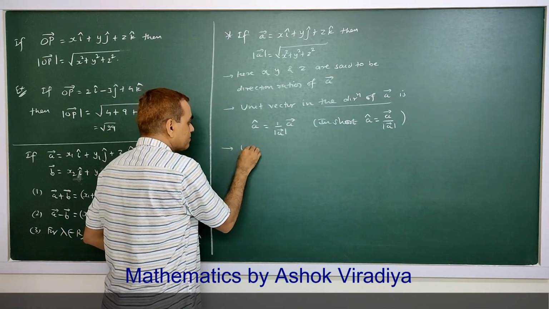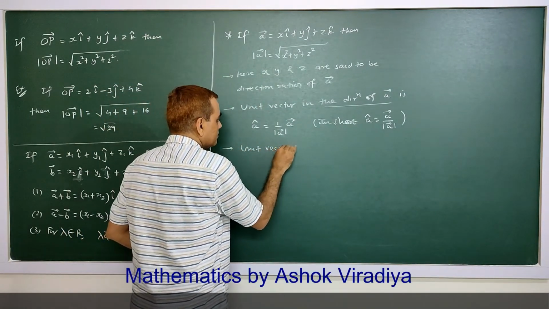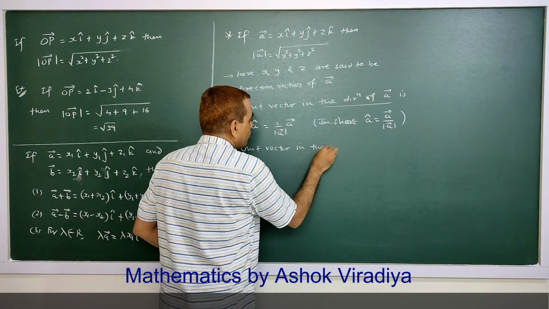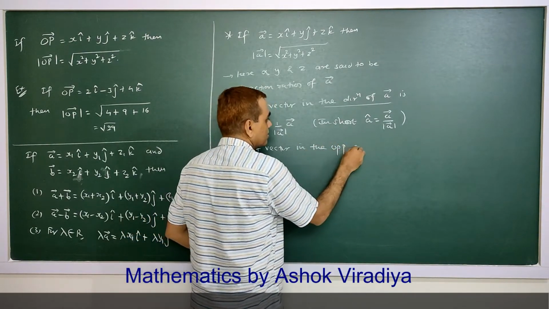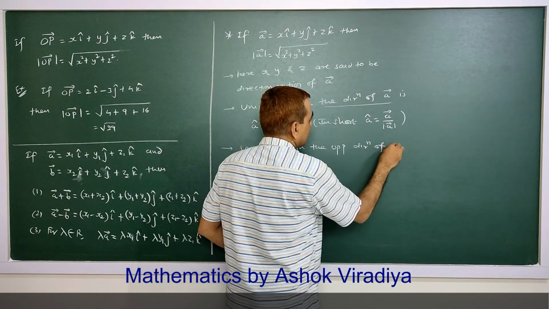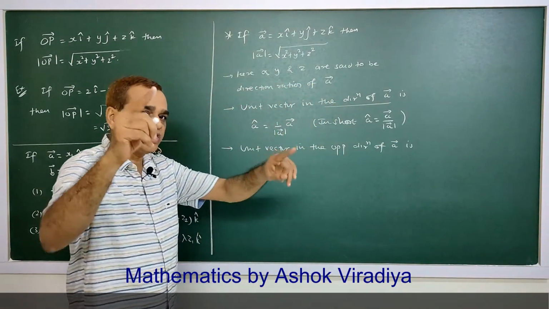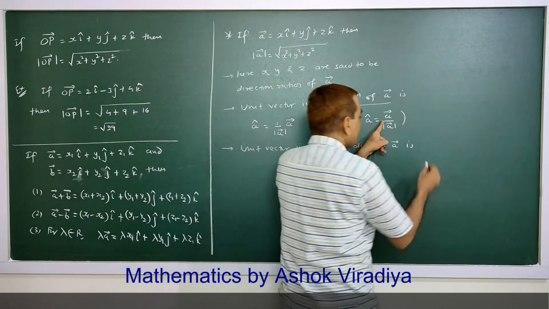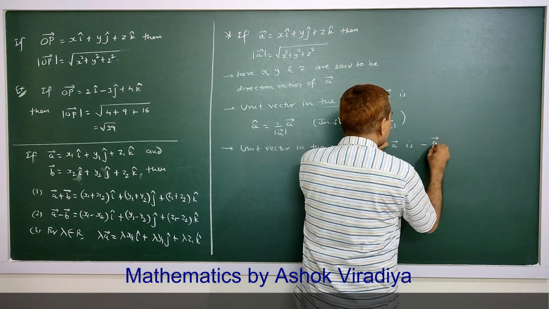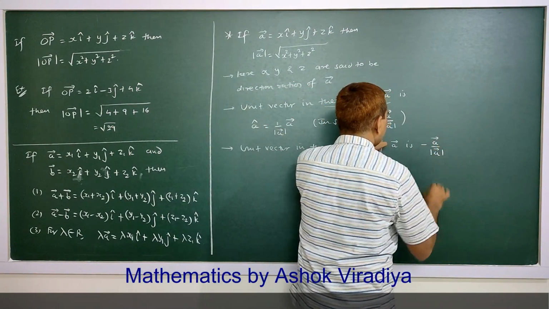Unit vector in the opposite direction of vector A: now in the opposite direction, so change the sign of this vector, minus A upon magnitude A.